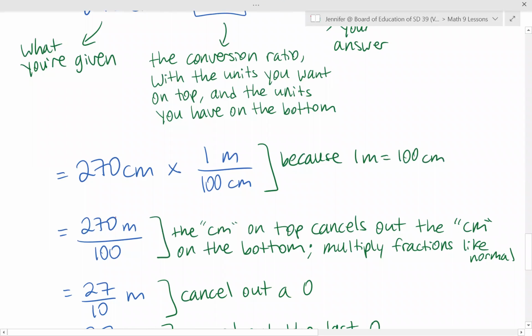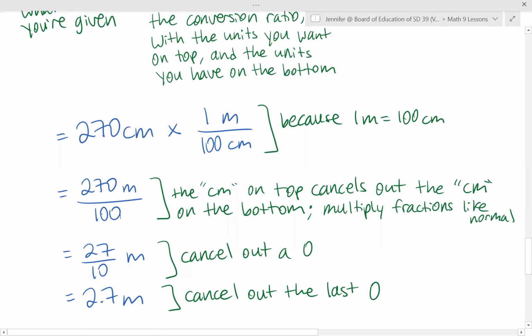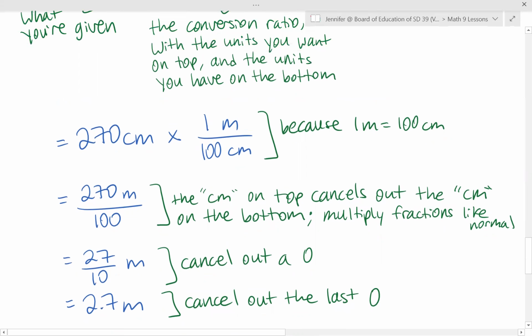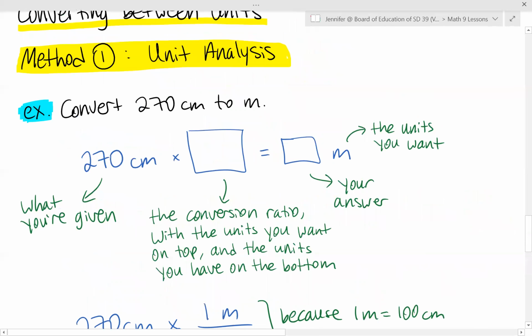Then I want to reduce further so I can cancel out those two zeros because they can divide, leaving me with 27 over 10. Then I can go one step further because I don't want a fraction. Again, divide by 10. 27 divided by 10 gives me 2.7 because I just moved the decimal place 1 over to the left because I'm dividing by 10. So therefore, we know that 270 centimeters is 2.7 meters. So that's the unit analysis method.